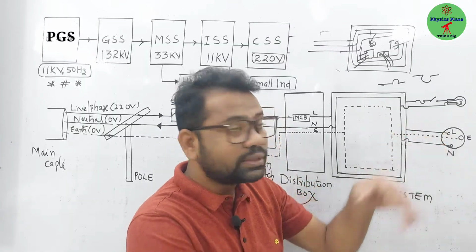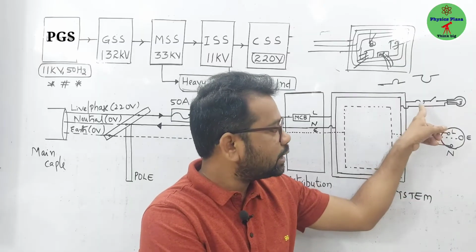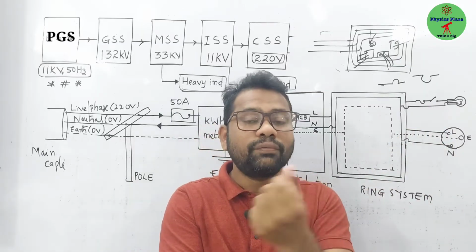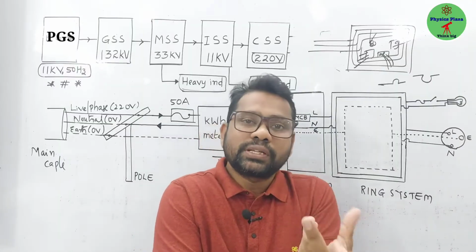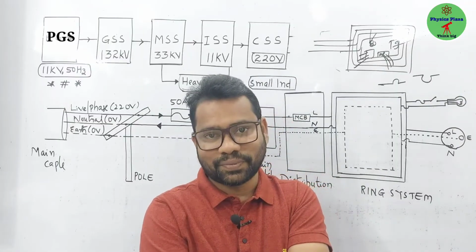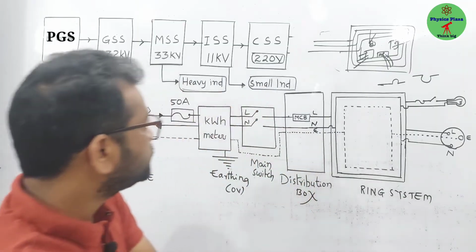And here in this ring system, children, each and every electrical appliance has its own fuse and its own switches based on their current rating. Is it clear? Fine. Okay? So this is very important.